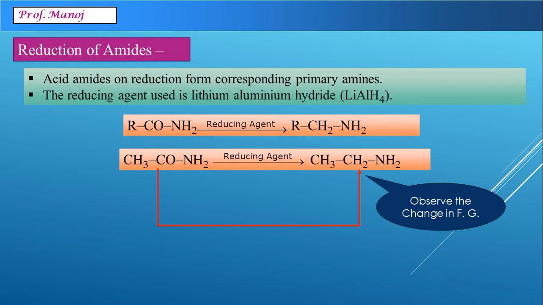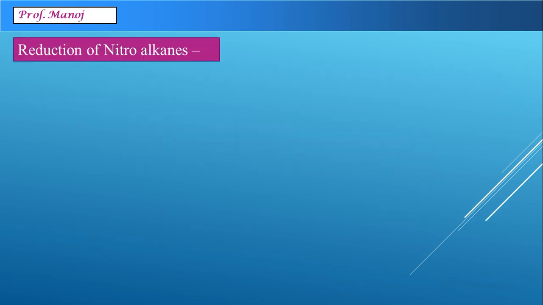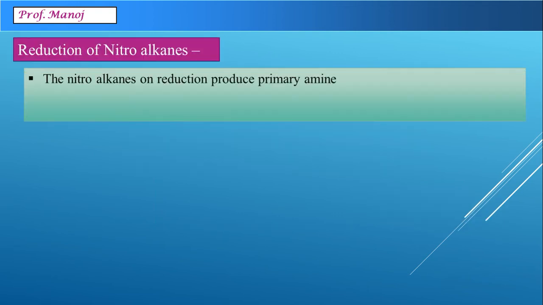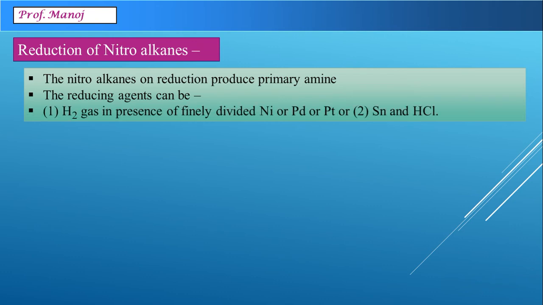Let us see a third method of synthesis, reduction of nitroalkanes. Nitroalkanes upon reduction produce again primary amine. Once again, the reducing agents used can be hydrogen gas in presence of nickel or palladium or platinum catalyst. More popular reagent is tin with HCl.